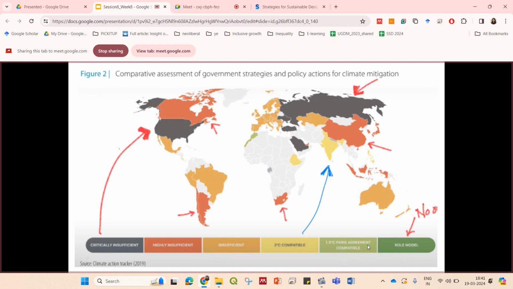And then there are countries whose policy also makes them compatible with 1.5 degrees Celsius. However, there are no countries who act as a role model, or who are following policy actions and strategies which make their emissions or environmental impact so low that they can help achieve the target of 1.5 degrees Celsius or even lower. So this is what this graph is showing.